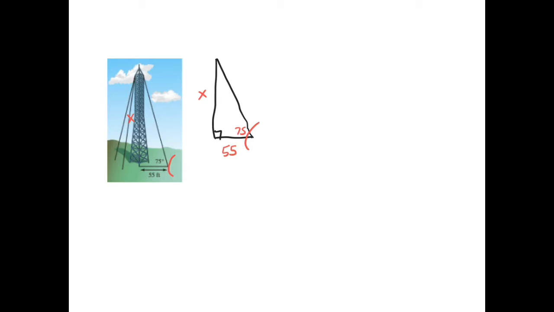Once I get here, let's label this triangle. So I have opposite, adjacent, hypotenuse. Okay? All right, so now from here, I have opposite and adjacent. So of the big three that use opposite and adjacent, I want tangent. Okay? When you go to set this up, the angle is always going to attach to the trig function. So I'm going to have tan 75. Opposite is X. Adjacent is 55.